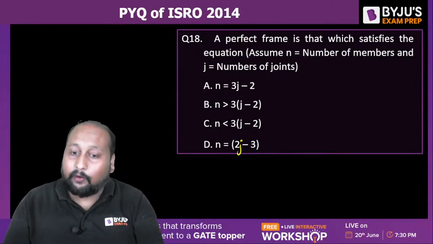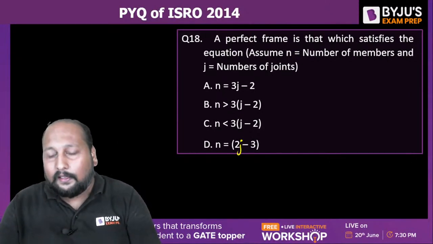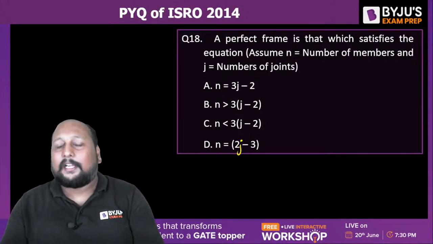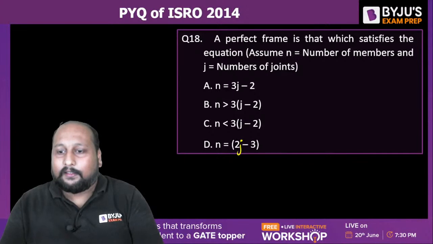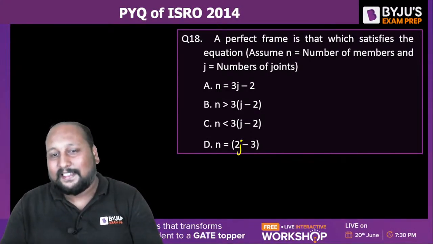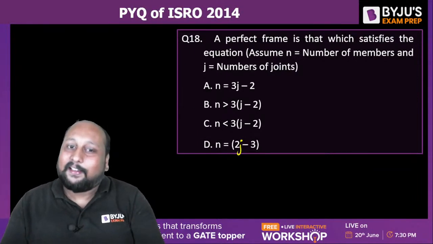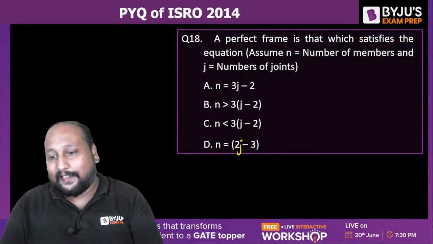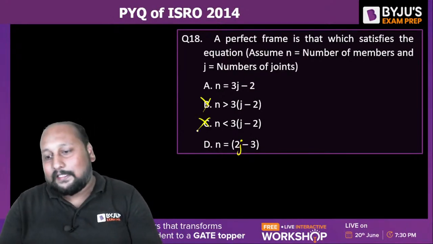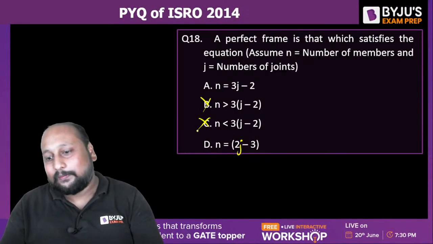Truss topic mein aapne padha hoga. You might have studied this in the truss topic. Option A, B, C or D. Perfect frame. 3J minus 2 or 2J minus 3. Definitely, you won't be having both as a correct answer. A or D. B is not correct. C is not correct. Is it 2J minus 3 or 3J minus 2?